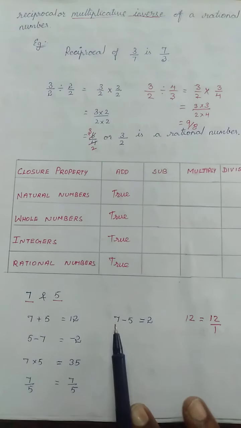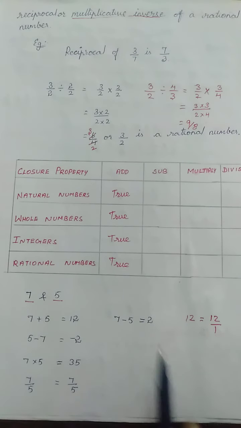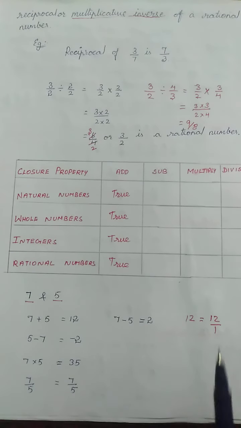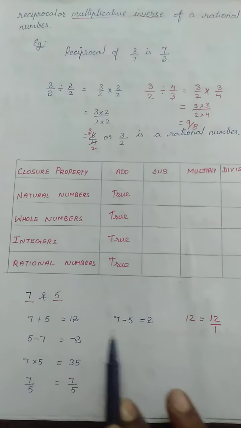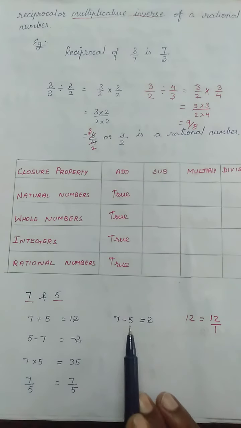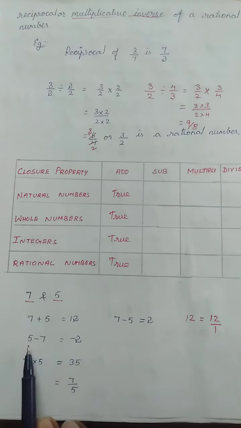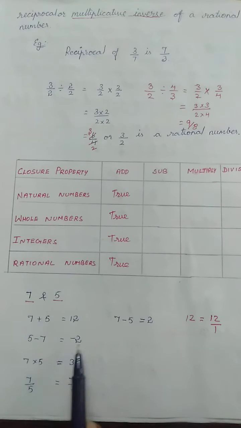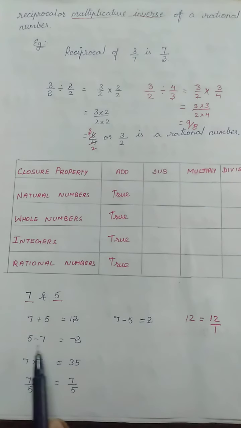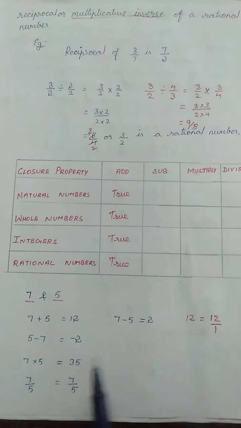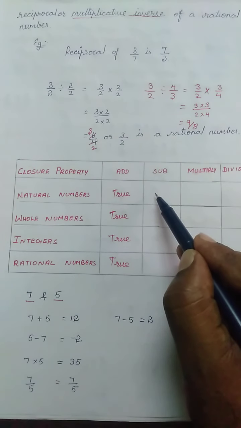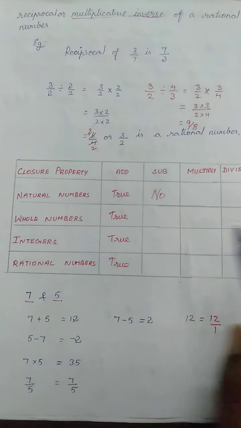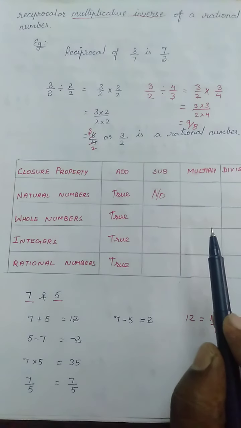Now let us see. 7 minus 5 equals 2. What happens if I change this number? Instead of 7 minus 5, if I have written 5 minus 7, what will happen? So 5 minus 7 will give you minus 2. Is minus 2 a natural number? No, it's a negative number, so we don't have minus 2 in natural numbers.